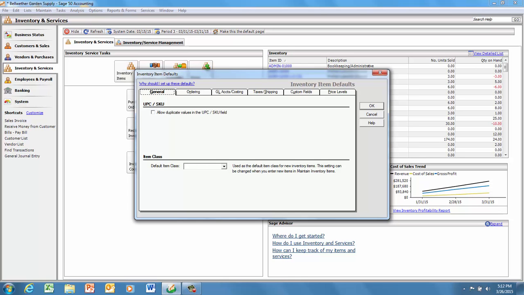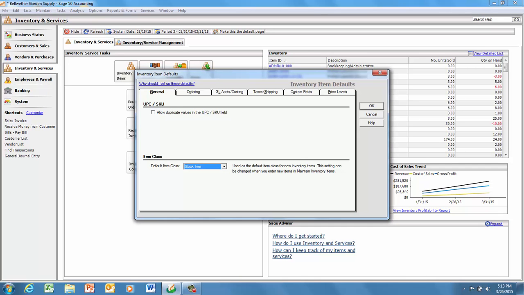Here is a default item class. So if most of the things that you sell are stock items, then you can just put that in as being the default, and then that will automatically show up. Every time I put a new inventory item in, it'll just show up as a stock item, and then I can change it if I want to at that point in time, but at least I'll only have to change it if it's different. Since most of my stuff is stock items, I could just leave that default there.